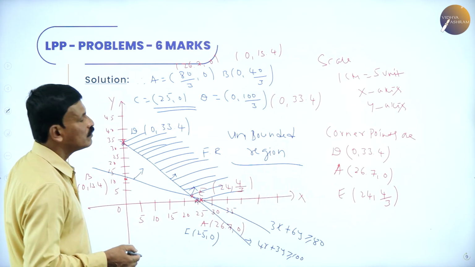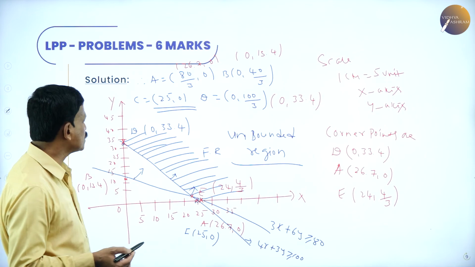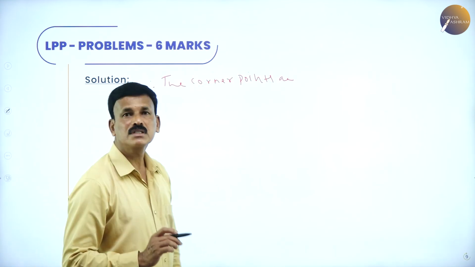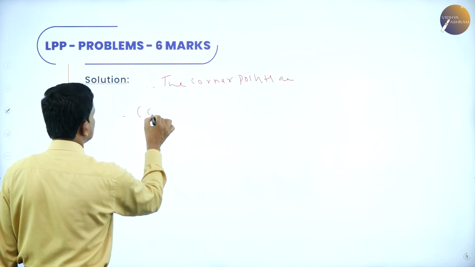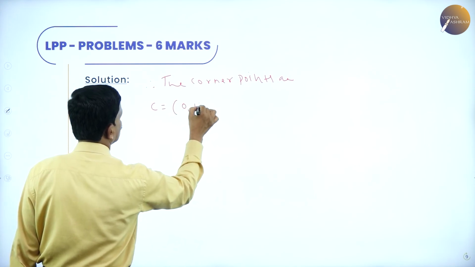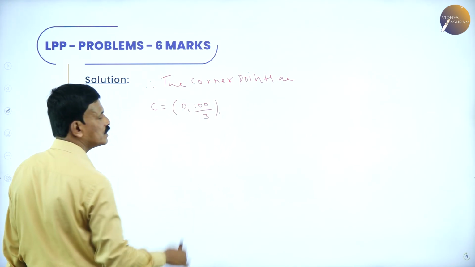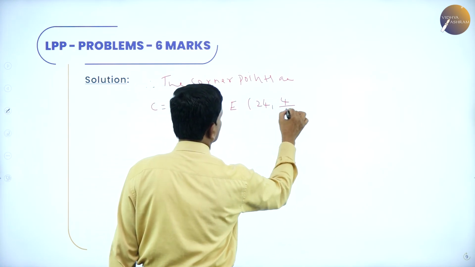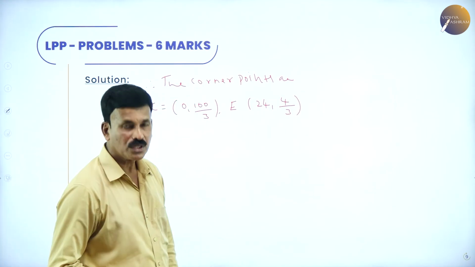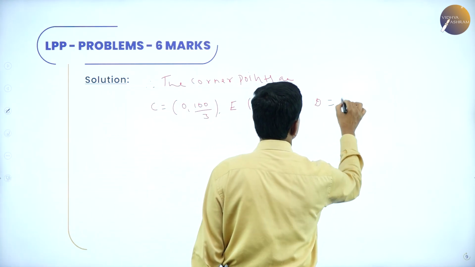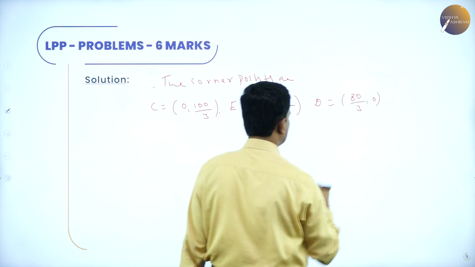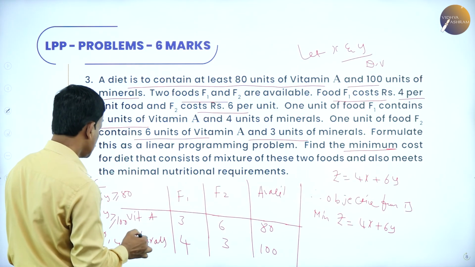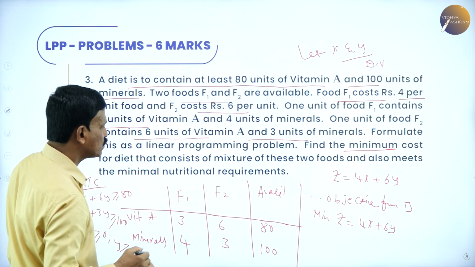Now find out the maximum or the minimum value. So the corner points are C, which is 0, 100 by 3, the first point. Another point E is 24, 4 by 3, and D is 80 by 3, 0. Substitute here. What is the objective function? Minimum z is equal to 4x plus 6y.